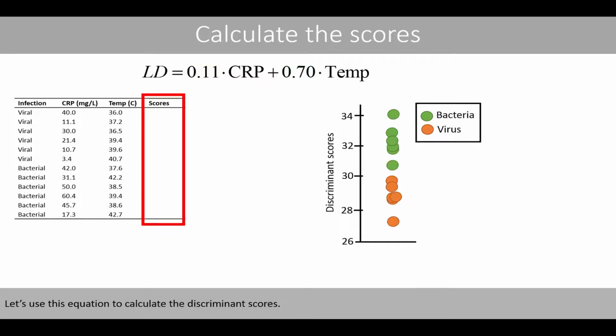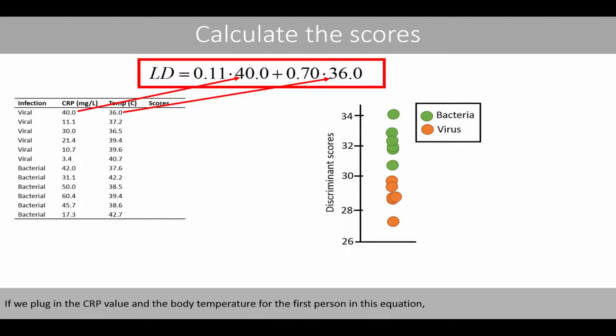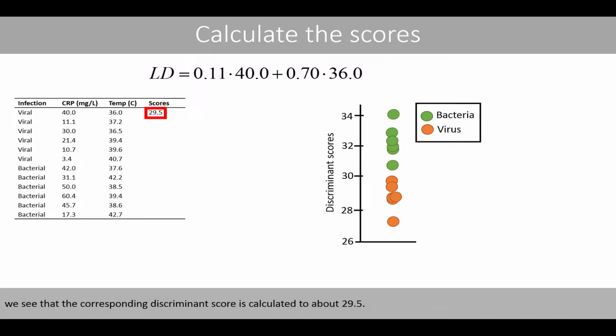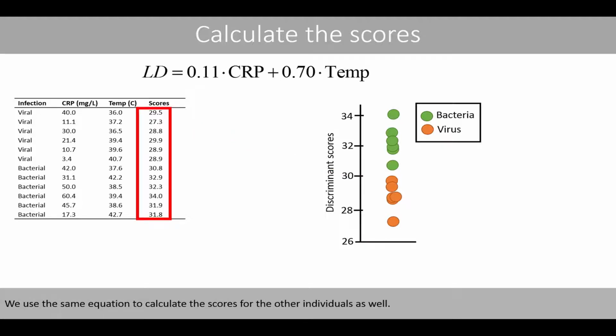Let's use this equation to calculate the discriminant scores. If you plug in the CRP value and the body temperature for the first person in this equation, we see that the corresponding discriminant score is calculated to about 29.5. The following point represents this score. We use the same equation to calculate the scores for the other individuals as well.